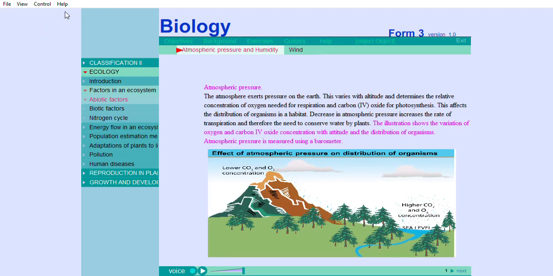Atmospheric pressure. The atmosphere exerts pressure on the Earth. This varies with altitude and determines the relative concentration of oxygen needed for respiration and carbon dioxide for photosynthesis. This affects the distribution of organisms in a habitat. Decrease in atmospheric pressure increases the rate of transpiration and therefore the need to conserve water by plants. The illustration shows the variation of oxygen and carbon dioxide concentration with altitude and the distribution of organisms. Atmospheric pressure is measured using a barometer.